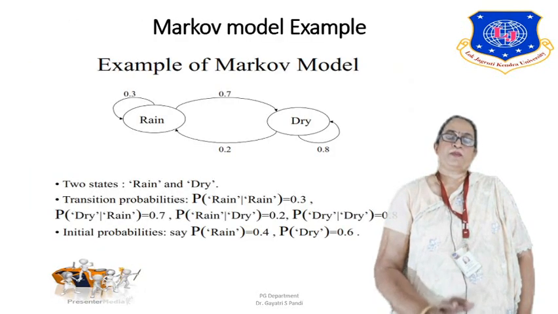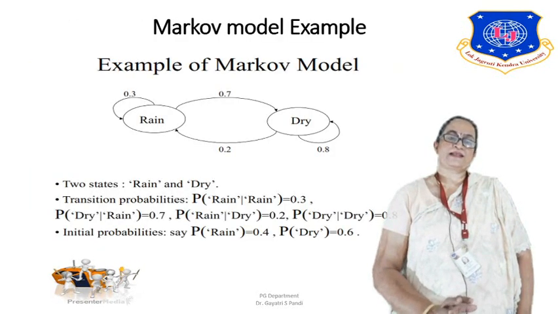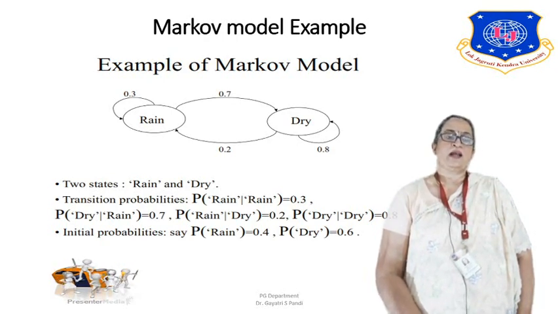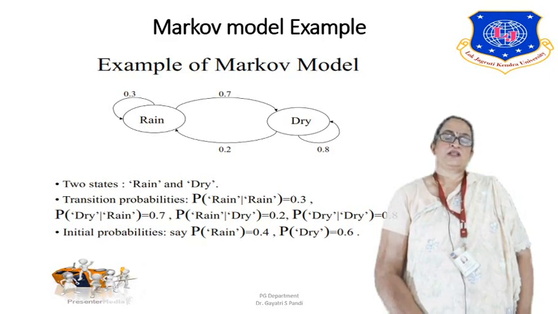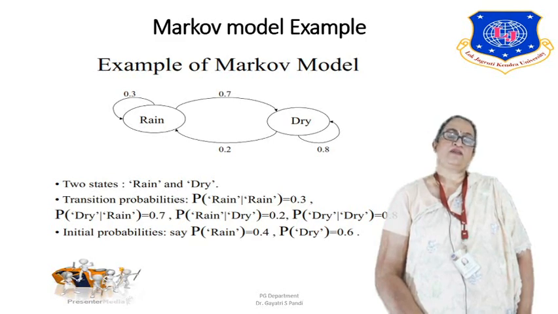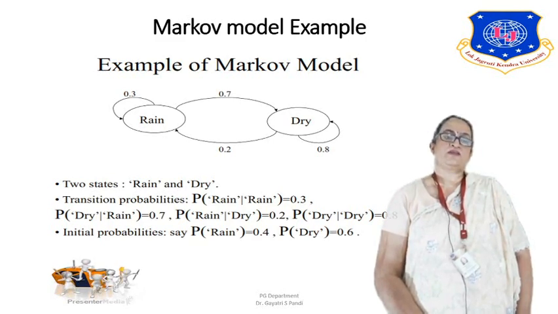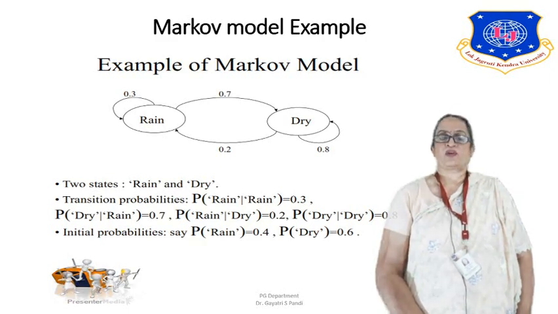So this was about the components of hidden Markov model. Now let us see an example of Markov model. Here you can see there are two states, rain and dry, and probability is defined for the transitions. Moving from rain to dry, 0.7 probability is specified, and transiting from dry to rain, 0.2 probability is specified. The self transition, moving from rain to rain, is defined as 0.3, and moving from dry to dry is defined as 0.8. So these are the various probabilities that are defined for the Markov model.